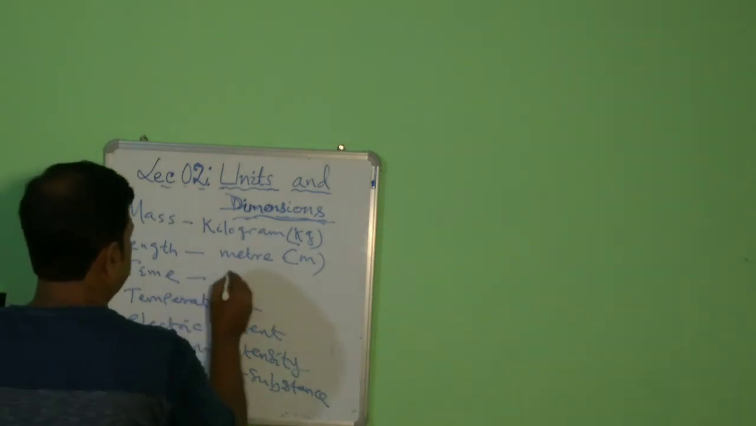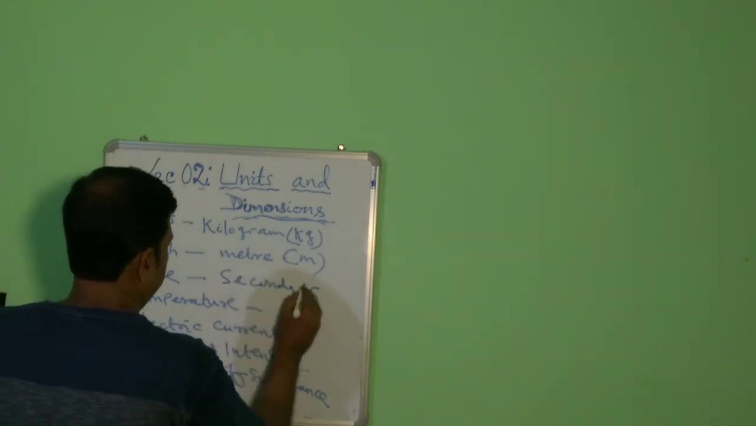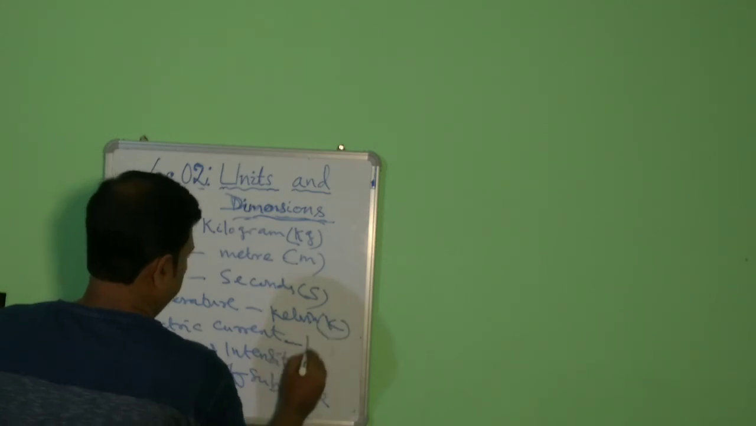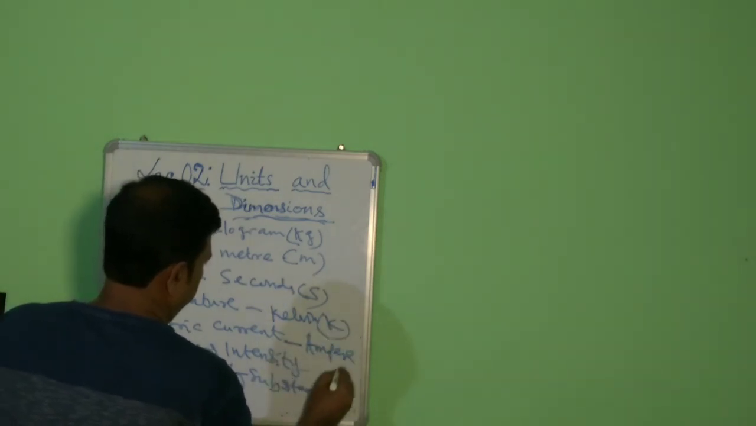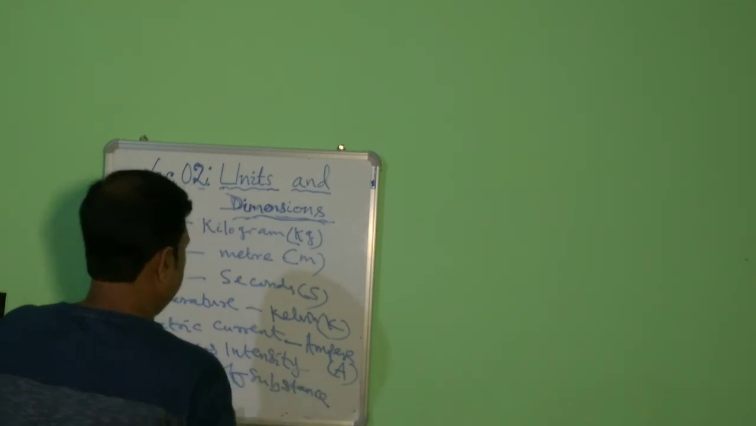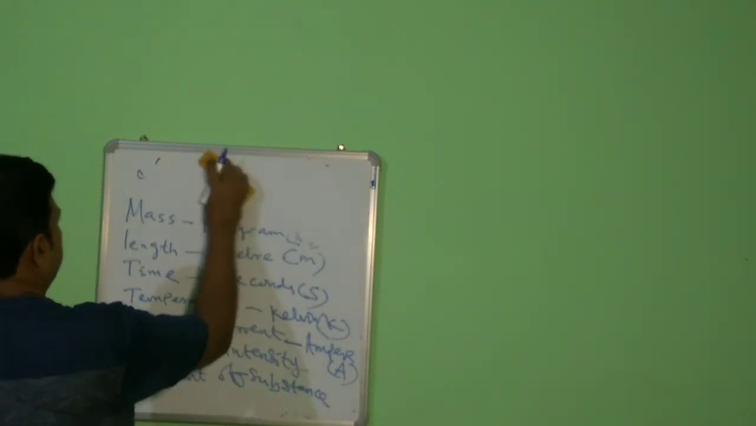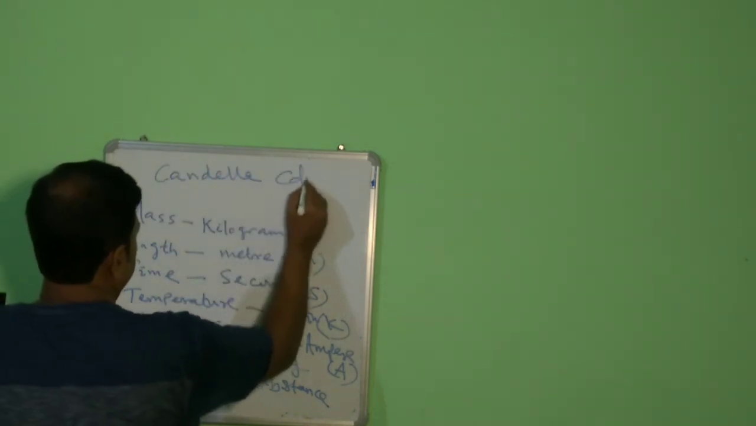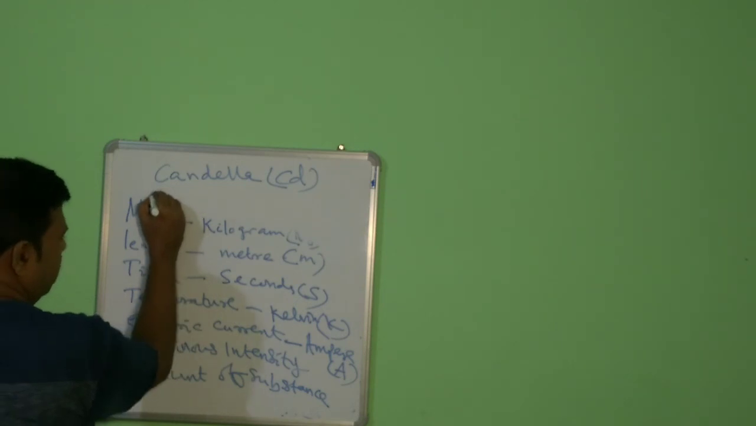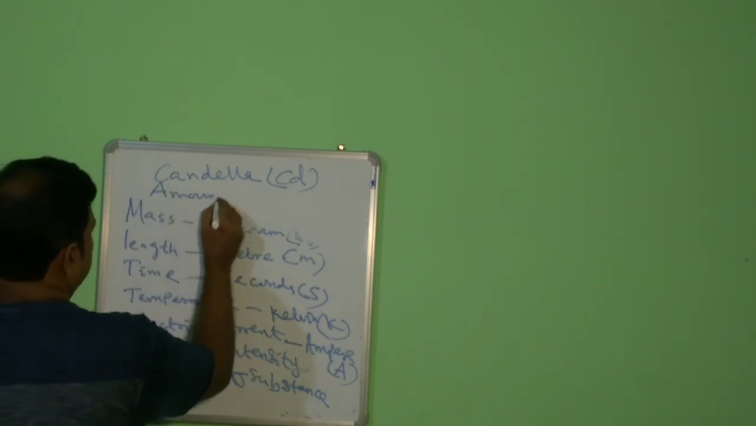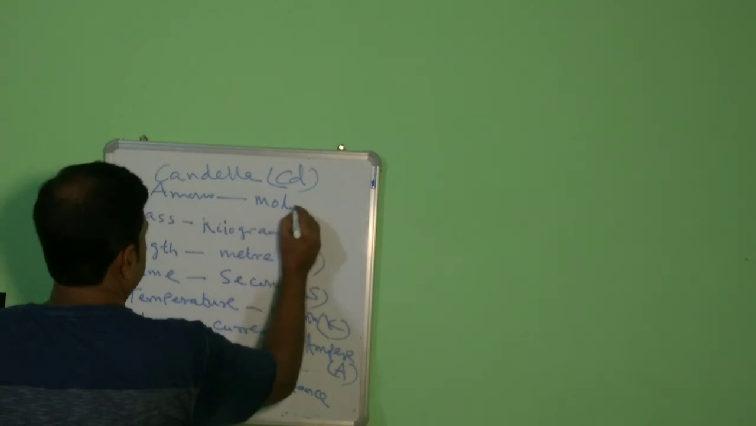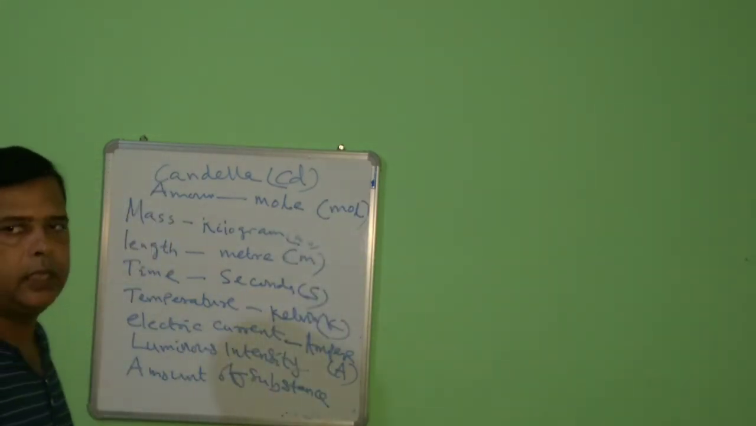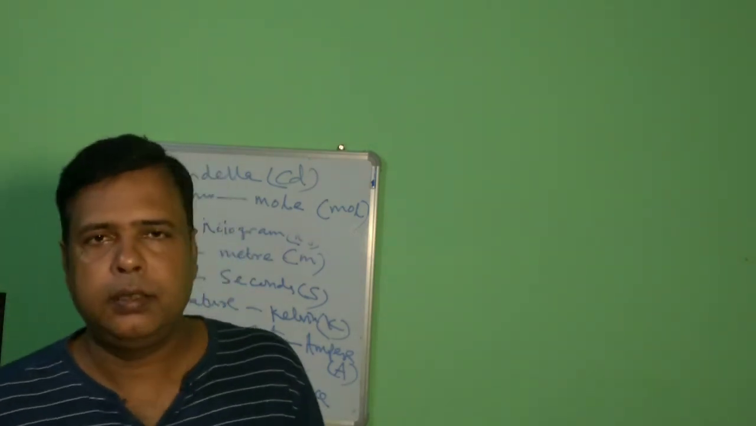For time, it is second, with symbol s. Temperature is kelvin, symbolized by K. Electric current is ampere, symbol A. Luminous intensity is expressed in terms of candela and symbolized by cd. The 7th one is amount of substance, whose unit is mole, symbolized by mol. So these are the 7 fundamental units from which all other derived units can be obtained.